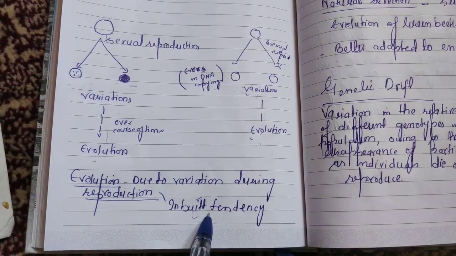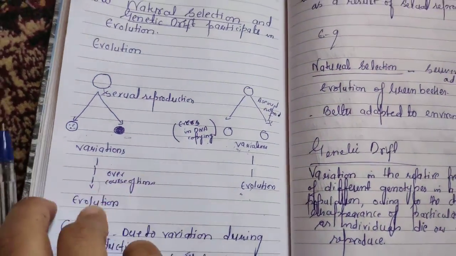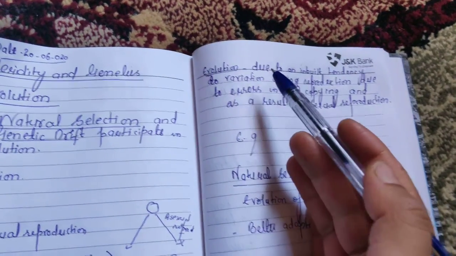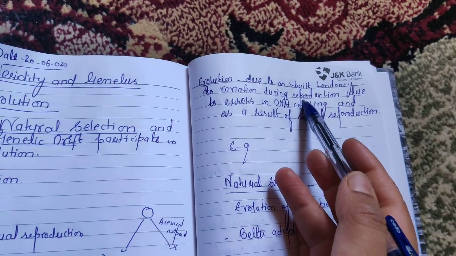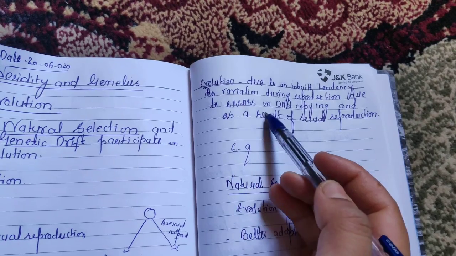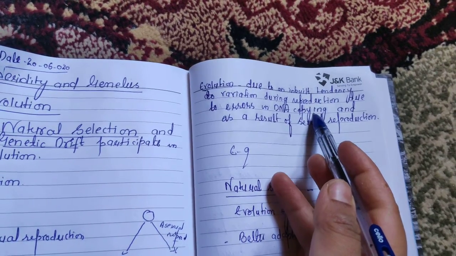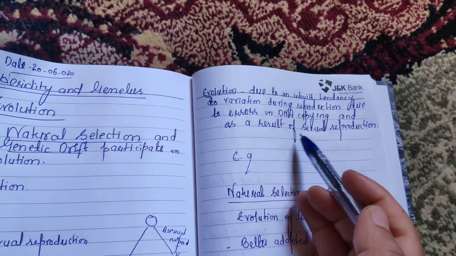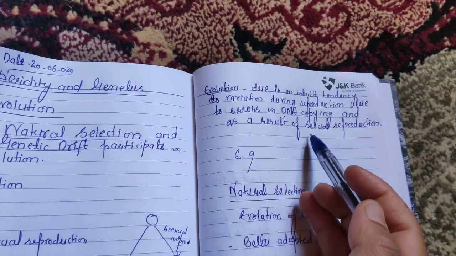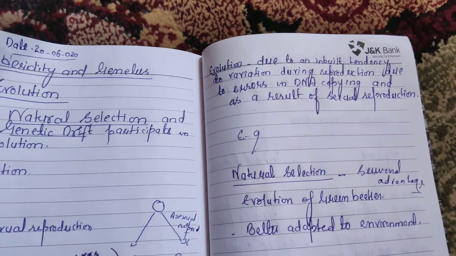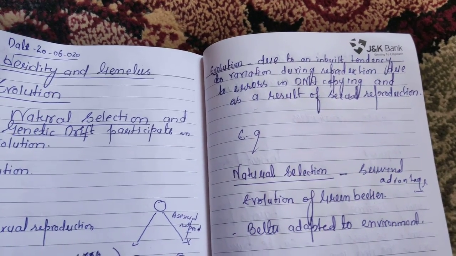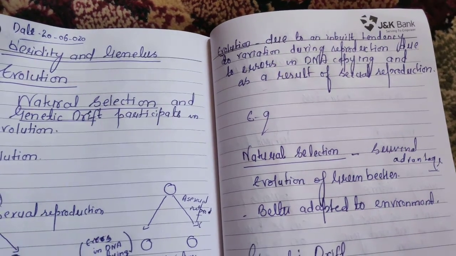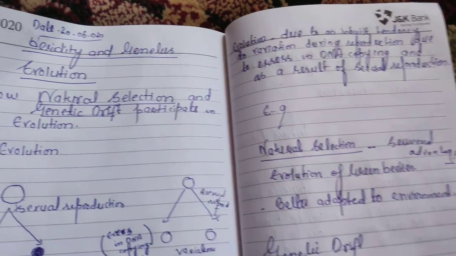Reproduction is an inbuilt tendency of every organism, and thus we can say evolution is due to an inbuilt tendency to variation during reproduction, because of errors in DNA copying and as a result of sexual reproduction. Thus, evolution is due to variation during reproduction, due to errors in DNA copying and as a result of sexual reproduction.